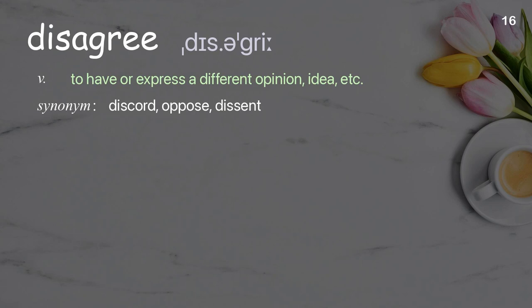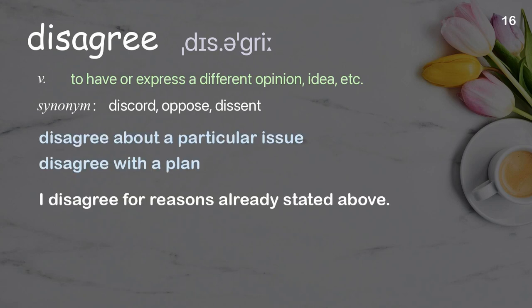Disagree. To have or express a different opinion, idea, etc. Examples. Disagree about a particular issue. Disagree with a plan. I disagree for reasons already stated above.